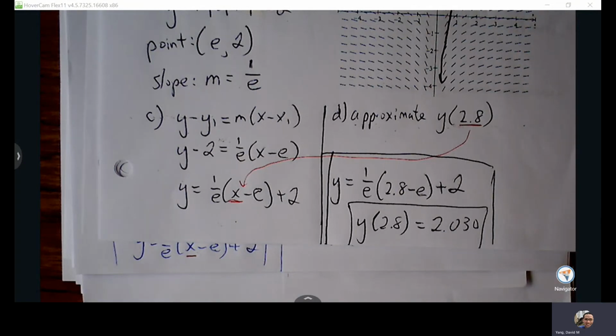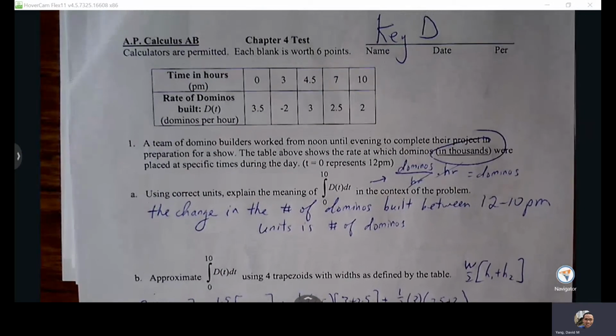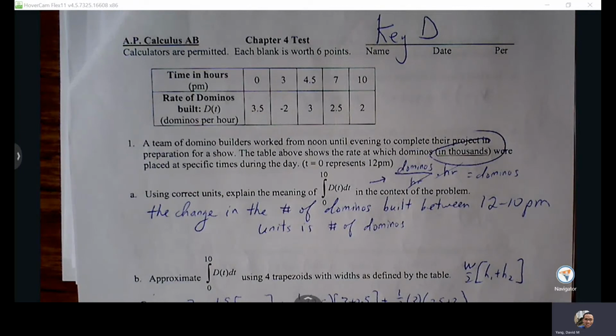Guys, something quick I want to show you about the test. Did I talk about the dominoes problem? Okay, I forgot. So just real quick, for number 1 on your calculator portion, a lot of you wrote that the unit is still dominoes per hour. So I want to keep reminding us that when you do integrals, you're thinking in terms of area. And area is width times height. So anytime you're doing integrals, you're also multiplying your units together as well.